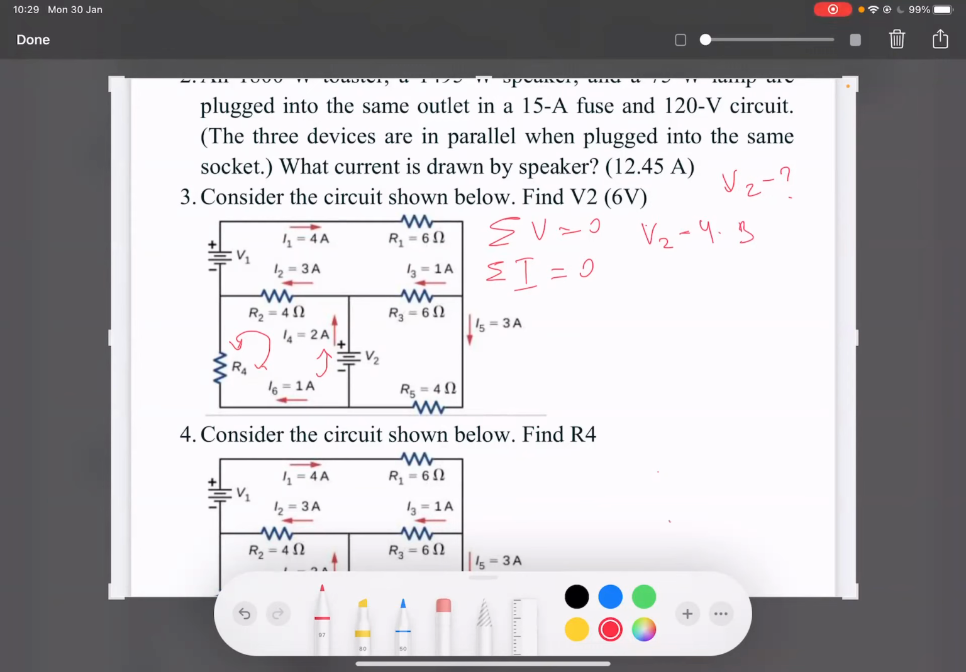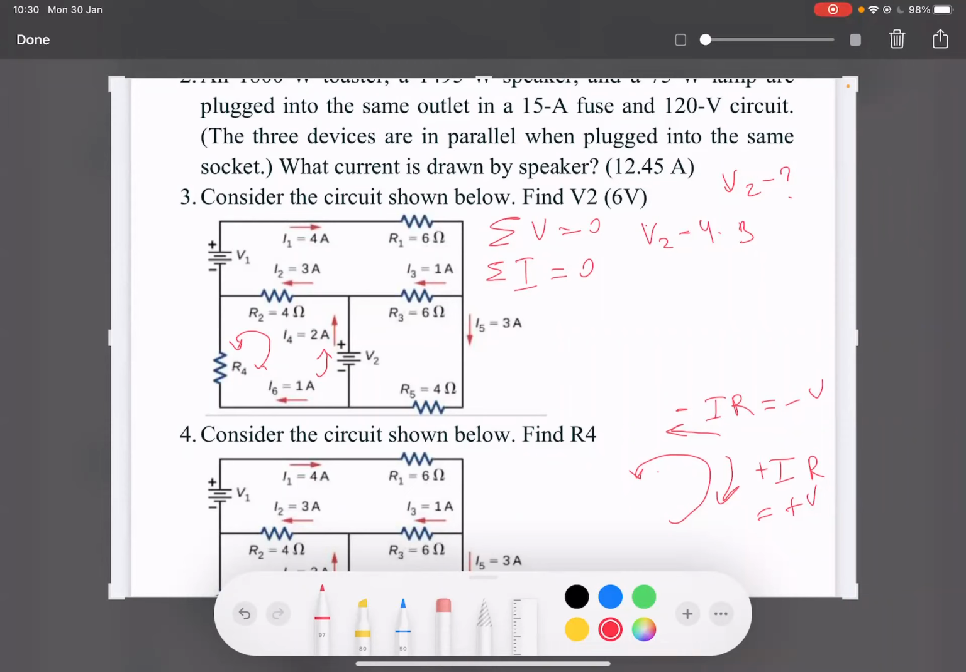So if I draw the loop like this, in the direction along the loop, it is negative. However, if the current is going opposite, then it has to be plus. Plus IR and negative IR, or in other words, minus V or plus V, because we're going to sum all the potential differences and make it equal to 0. So minus 4 ohm multiplied by 3 amperes, and then we come to the resistance R4.